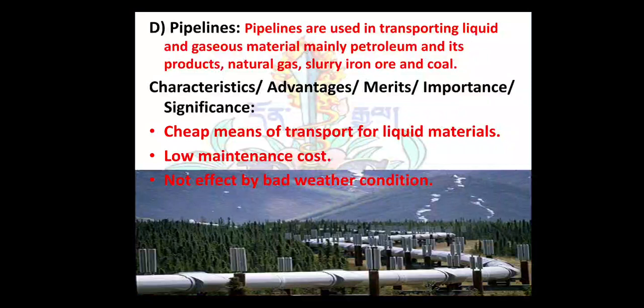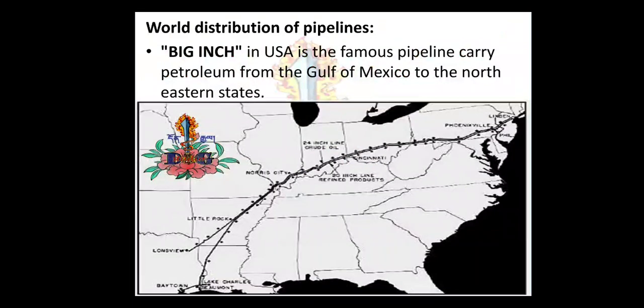So as compared to these modes of transport, pipeline transport is not much affected by bad weather conditions. So following are some of the important pipelines of the world. From pipelines, the first thing we are going to discuss is the Big Inch. The Big Inch is the most famous pipeline in the world. It is in the USA and connects the Gulf of Mexico to the northeastern states.